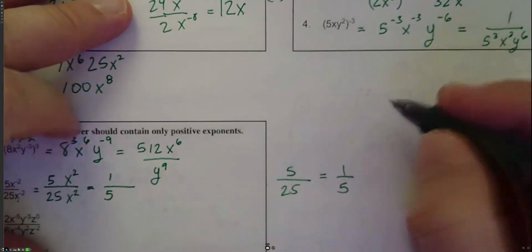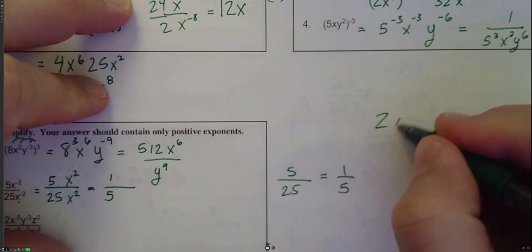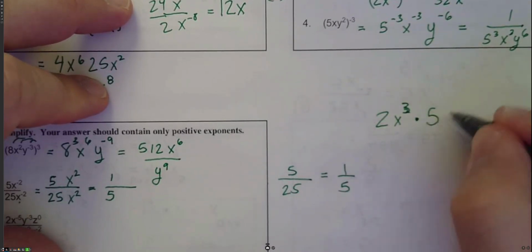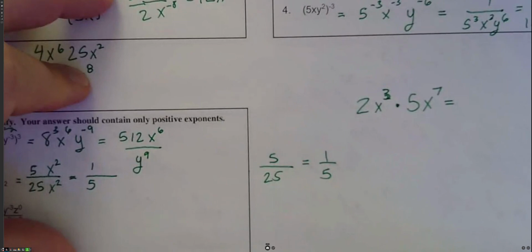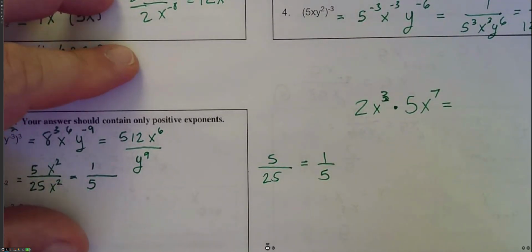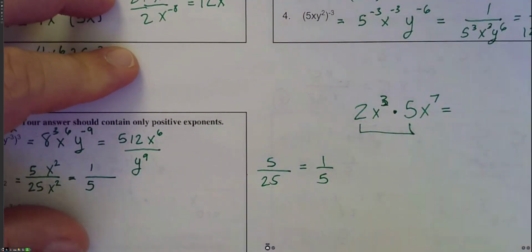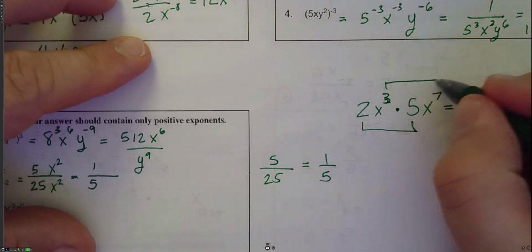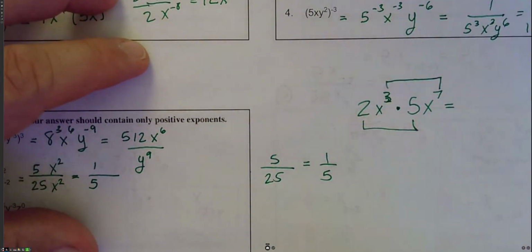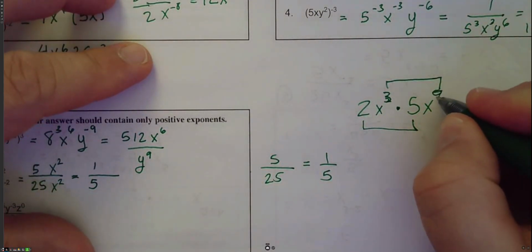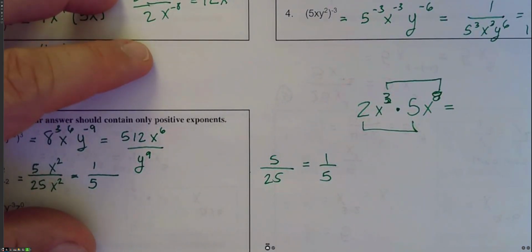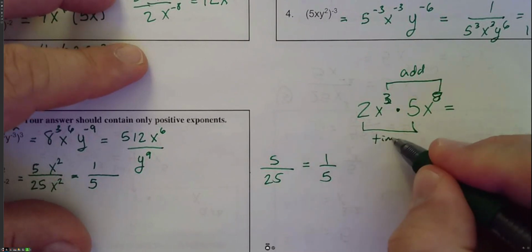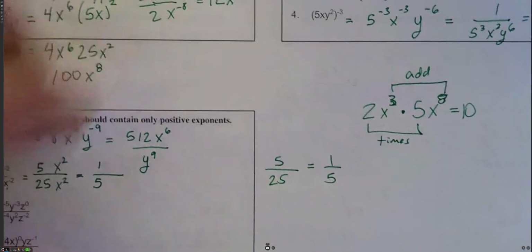Because on a side note, if I do 2x to the third times 5x to the seventh, what makes this tricky is I am multiplying these two numbers. When I multiply those two numbers, that equals 10. When I multiply for this, I didn't like that. Let me change this number to 8. When I multiply those, I'm really adding these exponents and I'm really timesing these numbers. And that's where it gets confusing, because that's what the rules say.